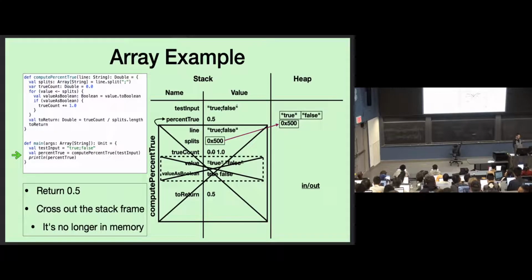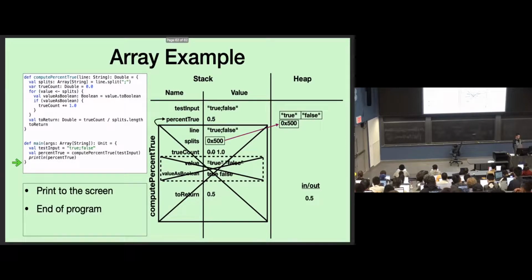cross out the stack frame, get my return value where it's supposed to go, follow the arrow. Don't forget any print statements. Don't forget to write them in your output. Prints 0.5 to the screen, and the program's over. Any quick questions about that?